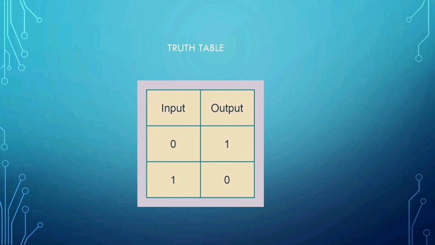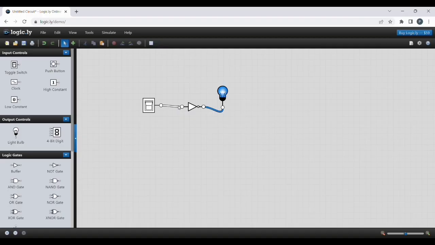Input 0, output we will get 1. If we give input 1, we will get the output 0. NOT gate. When the input is 0, the output will be 1. When the input is 1, the output will be 0.